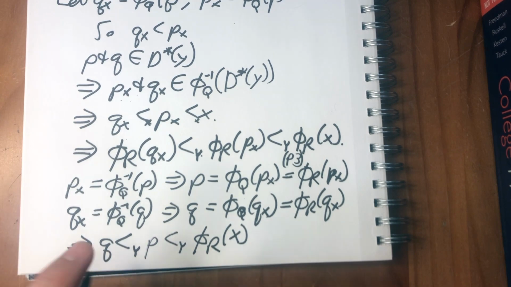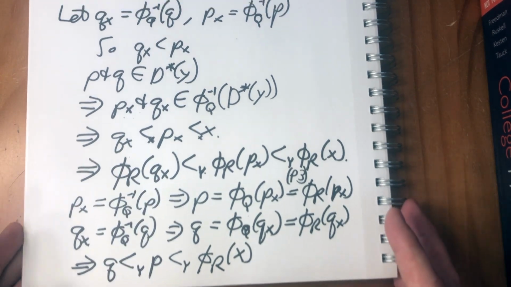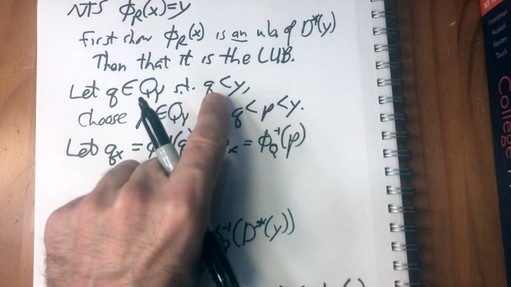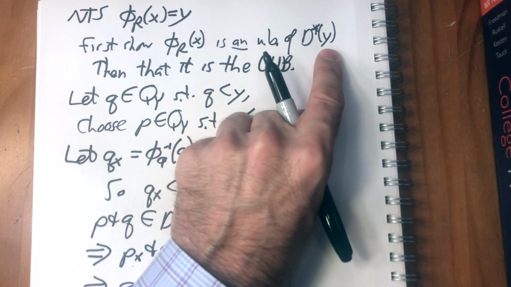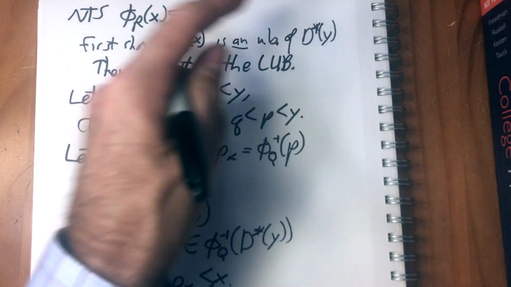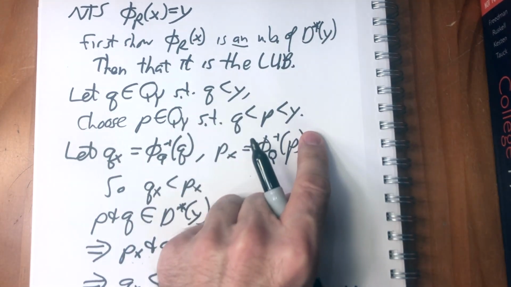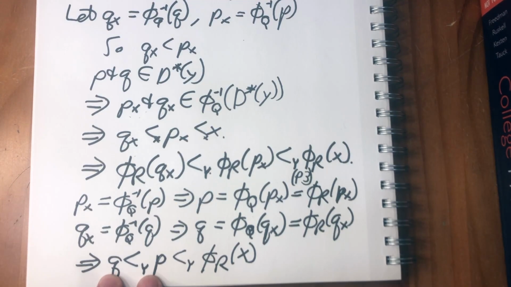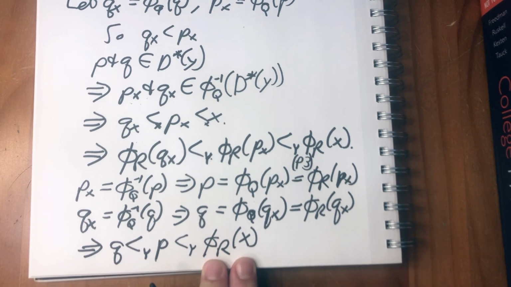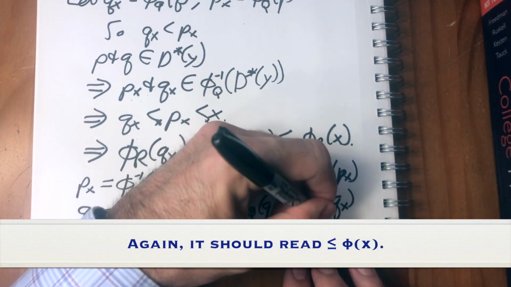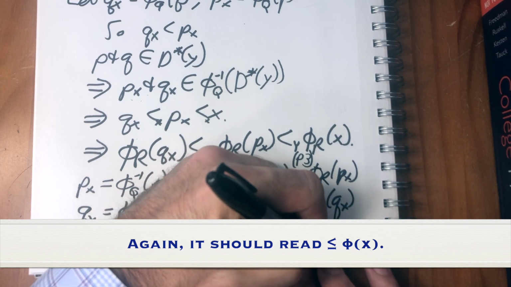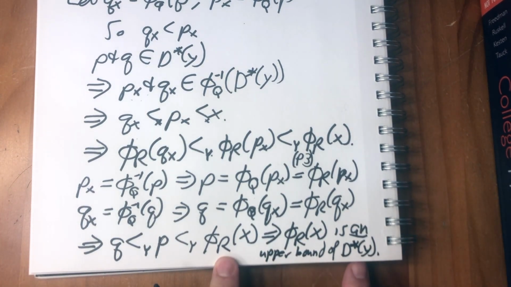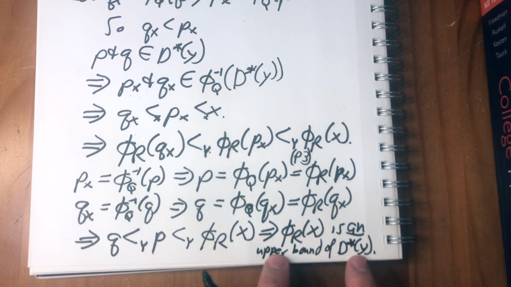So finally, we started by choosing q and p to be elements of d star y, because q is a rational number less than y, and p is also a rational number less than y. So p and q are elements of d star y, and they're both less than phi r of x. That means that phi r of x is an upper bound of d star y, right? So that's a good first step. We've shown that phi r of x is an upper bound.